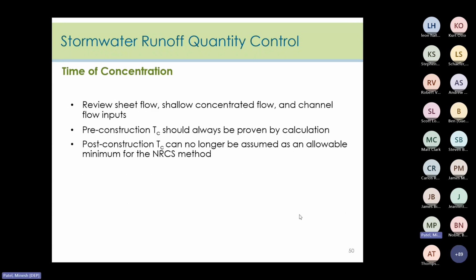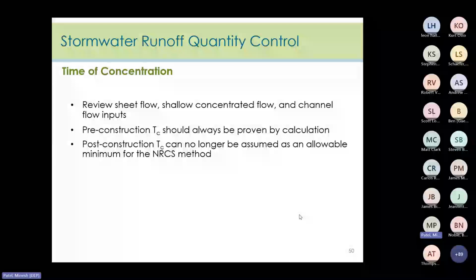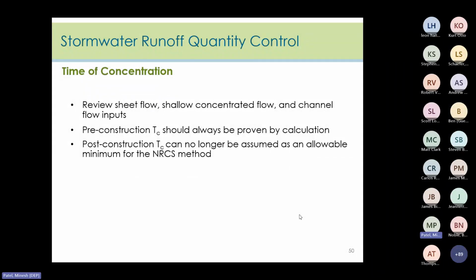So in summary, the reviewer must make sure that the sheet flow, shallow concentrated flow, and channel flow inputs are all correct. They must make sure that the proper time of concentration was used with the corresponding method. They must check the pre-construction TC calculations, and the reviewer must now check the post-construction TC calculations as it is no longer allowable to be assumed.